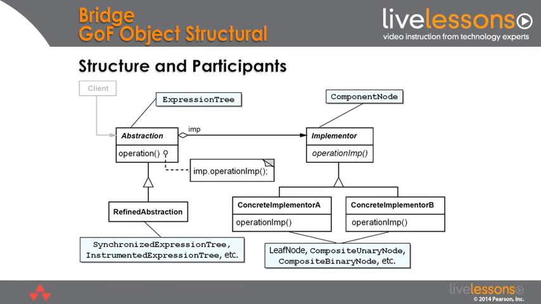And finally, there's also something called a refined abstraction, which can be used if there's some reason you want to vary the abstraction itself orthogonally or independently from the implementation that's part of the implementer hierarchy. In our case, we could have synchronized expression trees, instrumented expression trees, and so on and so forth.